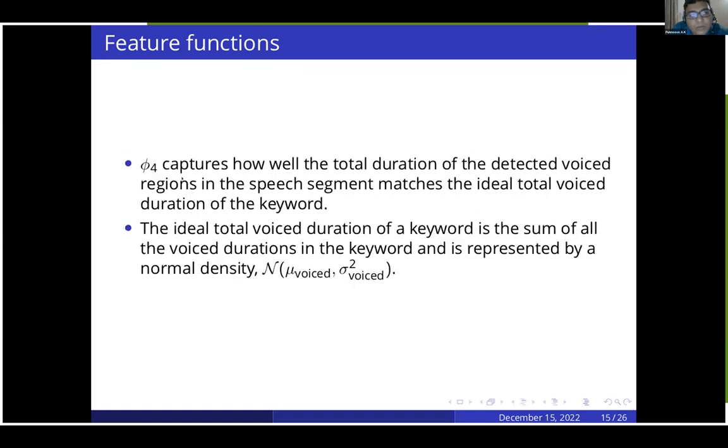Now what phi4 captures is how well the total duration of the detected voice regions in the speech matches the ideal total voice duration of the keyword. So we know what keyword we are trying to get, and we know how many voice regions there are, and we have a rough idea of the ideal total voice duration of the keyword. We represent it using a normal distribution, mu voiced, sigma squared voiced.